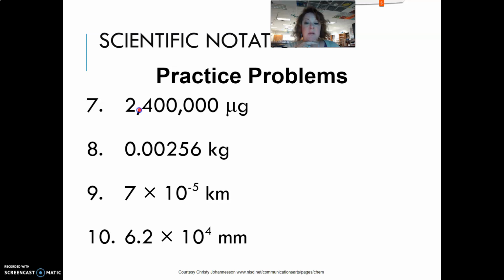So, 2.4 times 10 to the 6, and our original number was greater than 1, so it has to be a positive exponent. 2.4 times 10 to the 6 micrograms.